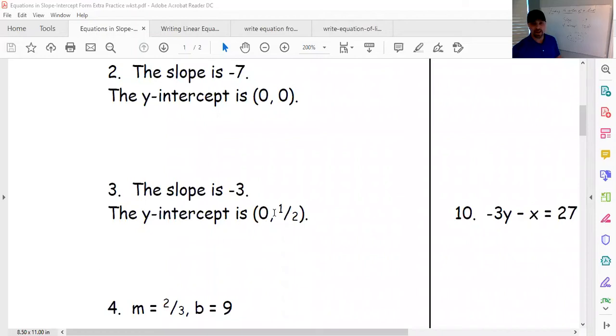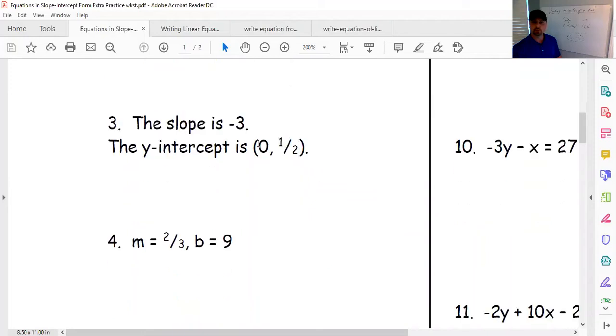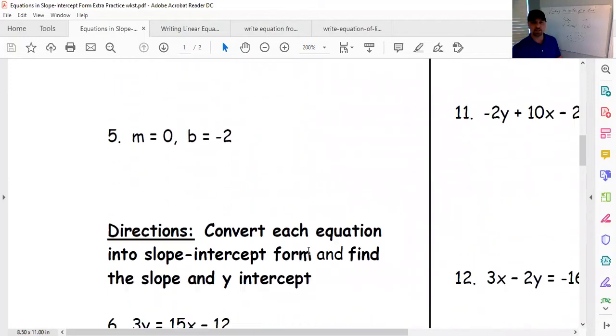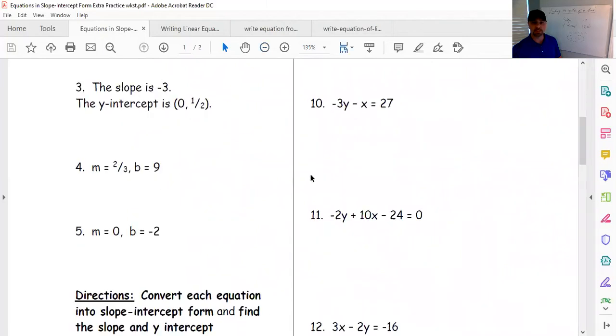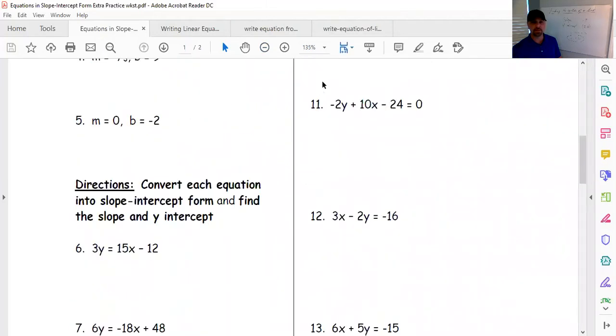Y-intercept is 1/2 in this one. So y is equal to -3x plus 1/2. Your y-intercept does not have to be a whole number, okay? So you might try some of those, but I think you probably got it. I think you should do it.